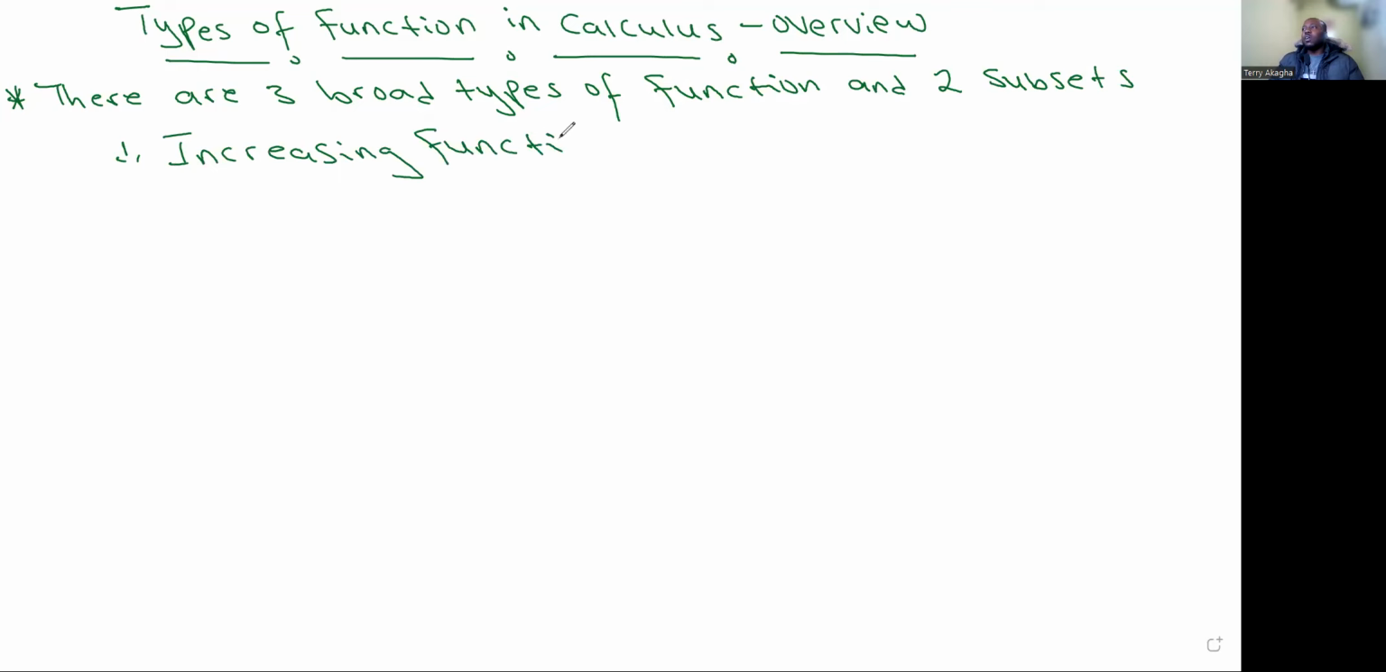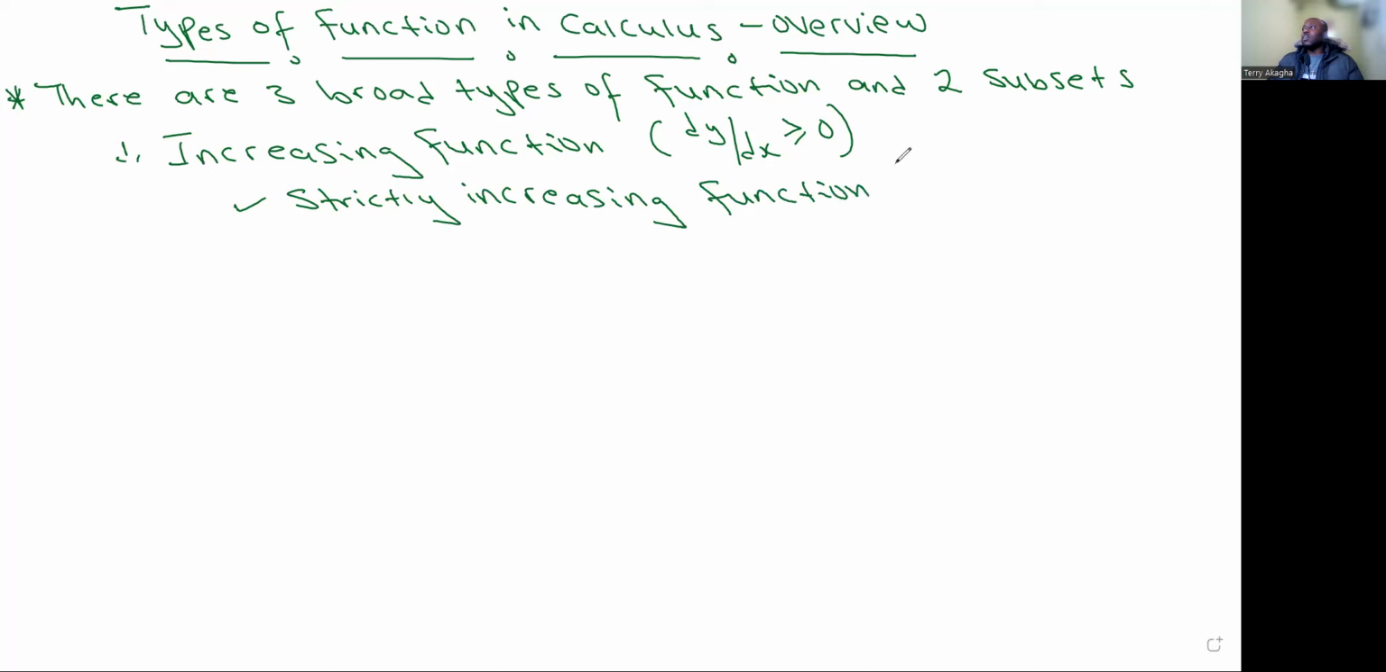Increasing function means that dy over dx is greater than or equal to 0. So when you differentiate and it is greater than or equal to 0, it is called an increasing function. But there's a subset of this which is called strictly increasing function, a type of function in which dy over dx is greater than 0. In some textbooks you will see increasing function, and in some you will see strictly increasing. Technically, it's a subset of the increasing function.